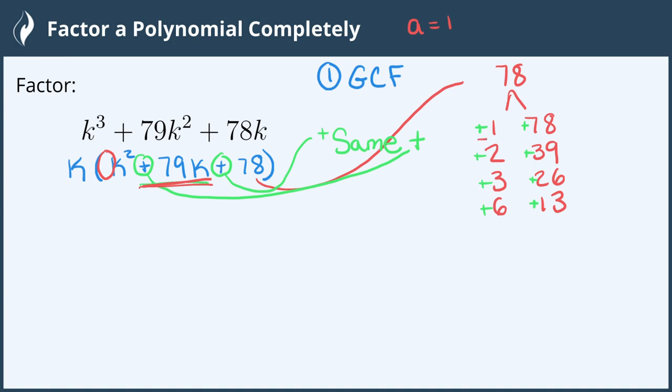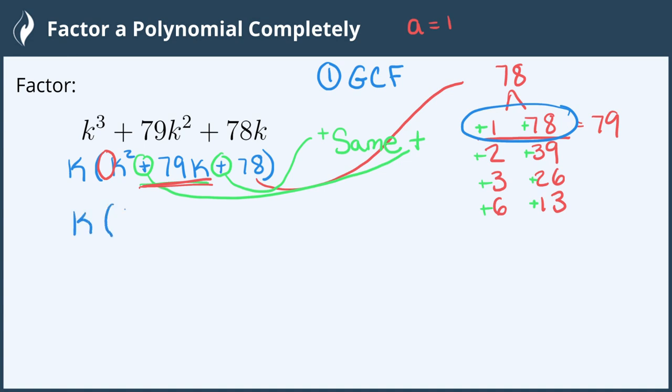We want to find a combination that will give us the number 79, our middle term. So when I add my first two together, I actually get 79, so I don't need to add any more. That's the pair, the combination that I need to use to replace my 79 in the trinomial so we can factor by grouping. So let's rewrite this to make it just a little bit more clear.